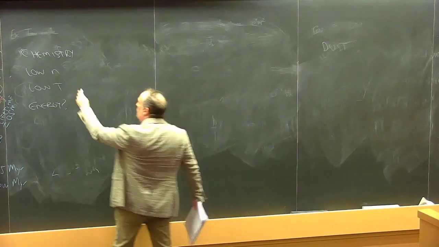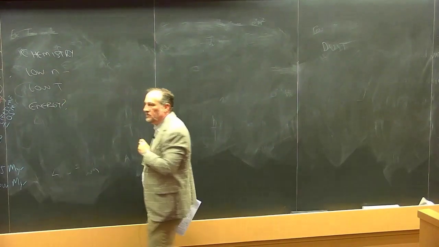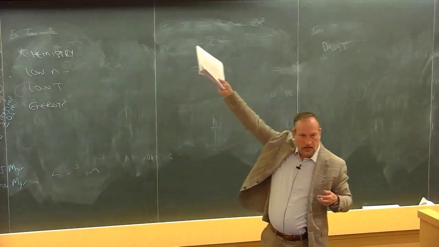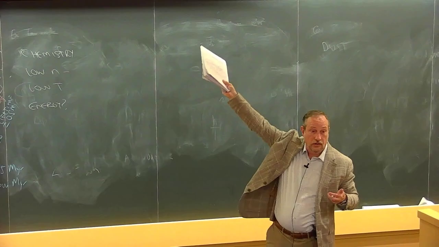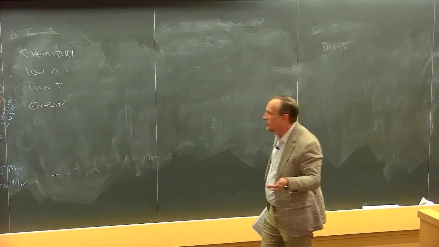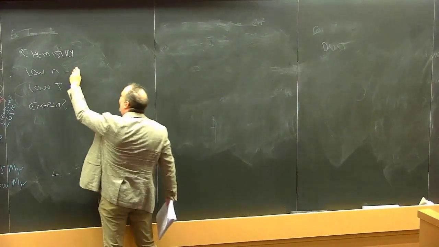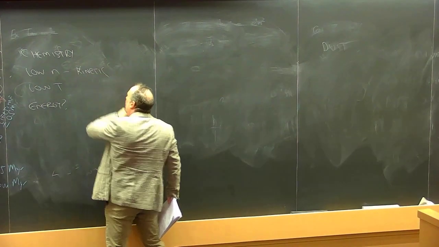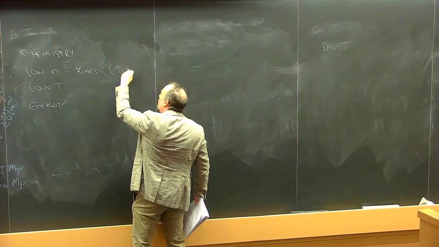So low density, what that means is we're not in what we call thermochemical equilibrium, the chemistry of that atmosphere out there, all right? If you know the temperature, you can determine the composition. Here we're in the kinetic regime. And what does that mean? That means time matters.